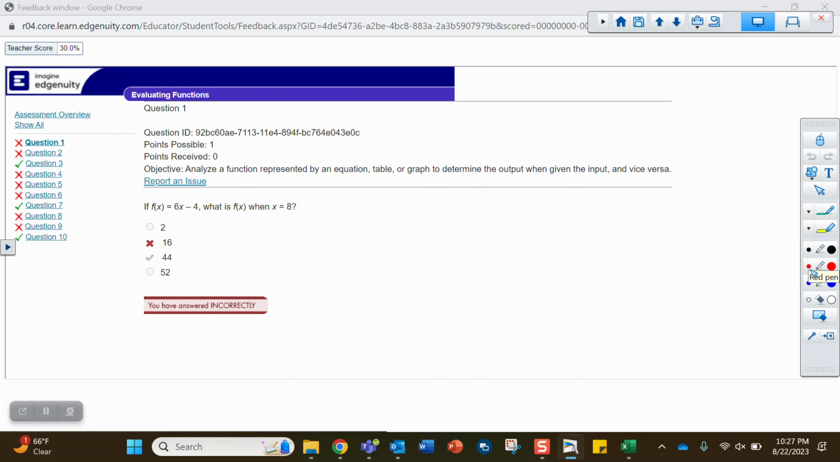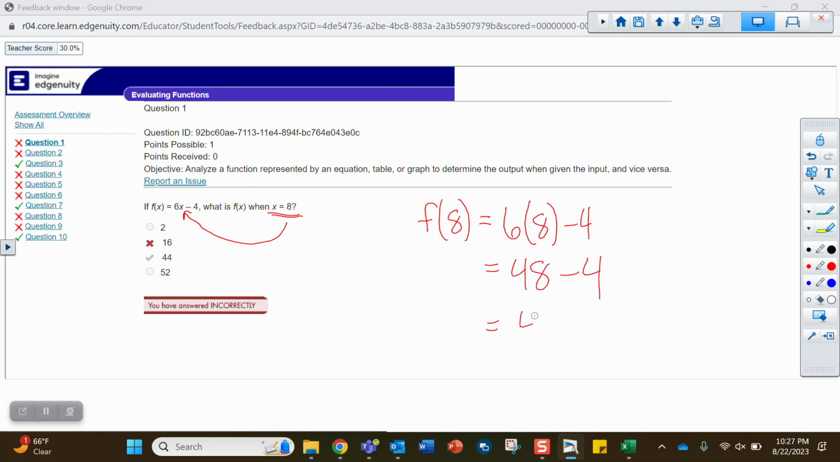In this question, it's telling you that f of x is equal to 6x minus 4, and it's asking you what is f of x when x equals 8. This is kind of like an input-output. The input is 8. You are going to substitute it in for x in that expression, so you're calculating f of 8. We're going to take 6 times 8 and then subtract 4. That's the rule: take x, multiply it by 6, and then subtract 4. So this is 48 minus 4, which is 44.